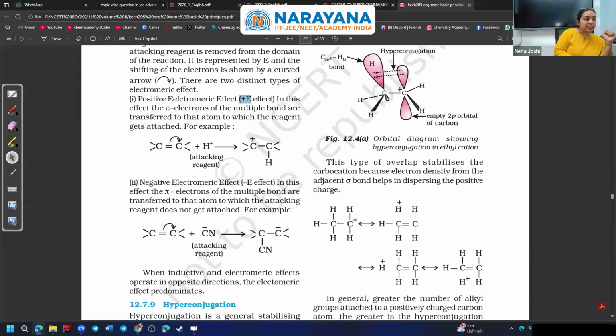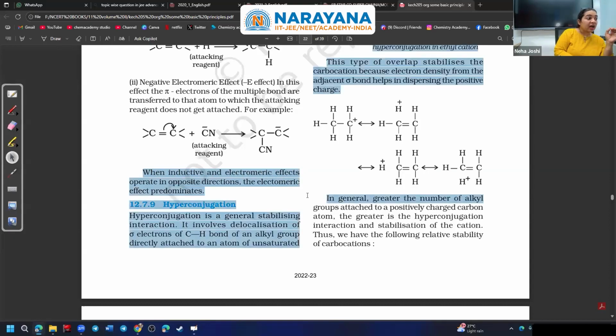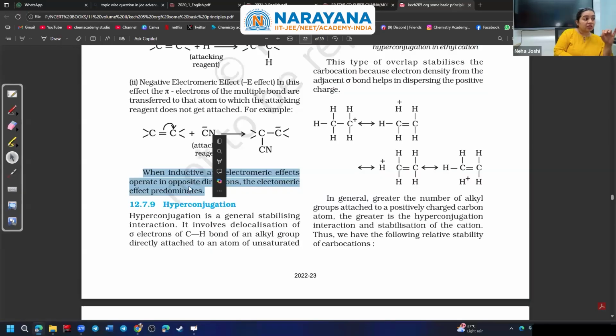You can have minus E. Cyanide when coming, then due to repulsion, the charges created are of different type, no? Minus. This is again a very important line. See, when inductive and electromagnetic effect operate in opposite direction, please read it carefully. Which is dominating? The electromagnetic effect dominates. Is that clear? When inductive and electromagnetic effect operate in opposite direction, then electromagnetic effect dominates.